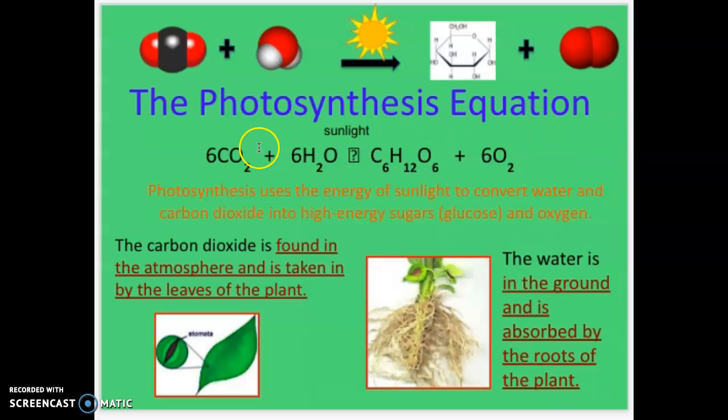All right, so the inputs, what's going in? Carbon dioxide, water, sunlight. What's coming out? Sugar and oxygen. So the carbon dioxide is found in the atmosphere and it is taken in by the leaves, whereas the water comes up from the ground and it's absorbed by the roots of the plant.